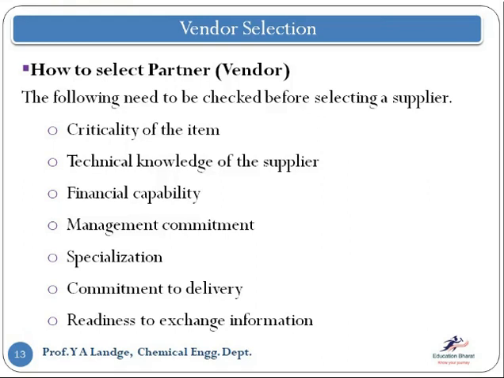Then specialization: here the company is manufacturing only a single product, so they are the experts in making that product. So we approach the vendor, the supplier who is good and has a lot of experience in making the product. The product here means a semi-finished product, which is required for us.